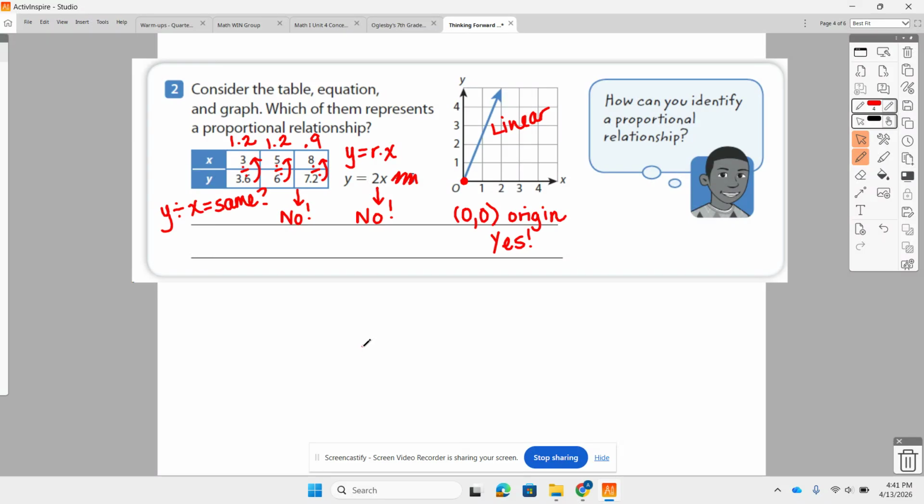Okay, I hope that helps a little bit. Retry any part of this module that you need to.